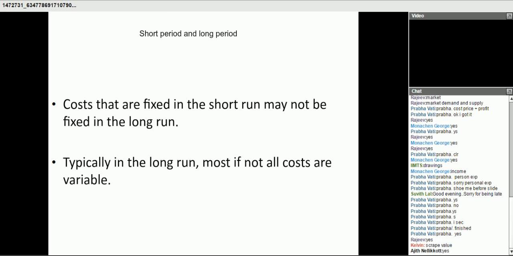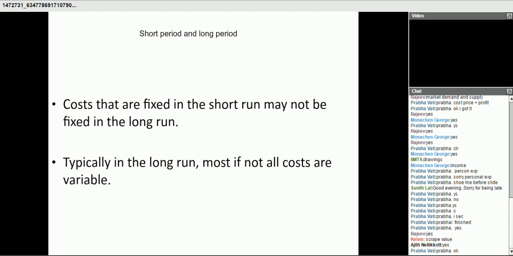Now short period, long period, it is very simple. Prabha, you don't need to note all this because these are very simple terms. The main types of costs are other costs. Okay, so short run and long run depend on the time period. So short run costs may not be fixed in the long run. In the long run, no costs are fixed. All the costs are variable. Variable means they'll keep on changing.